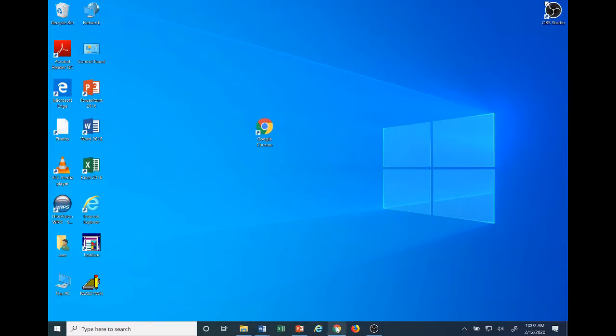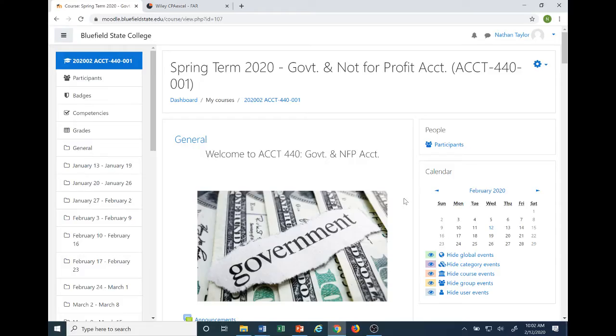Okay, welcome back, everybody. Today is Wednesday. I believe today we're starting chapter 5. We finished chapter 4 Monday, going over some illustrative examples of some entries for the general fund and the special revenue funds. So today we're getting into chapter 5.